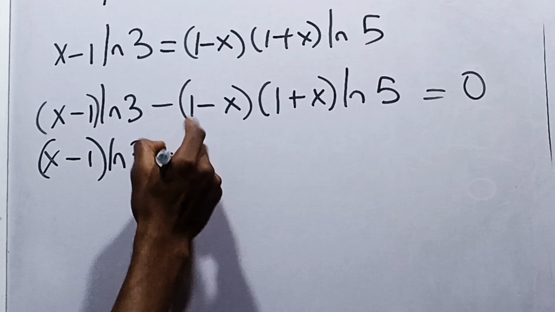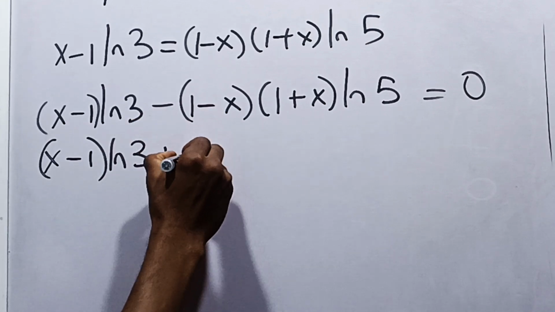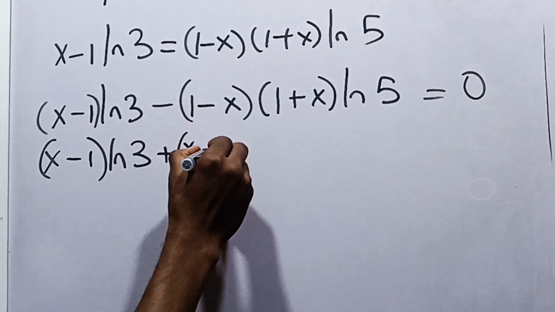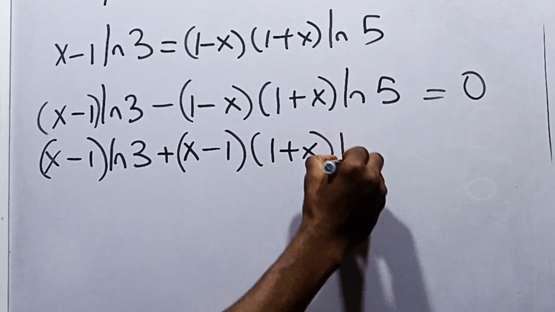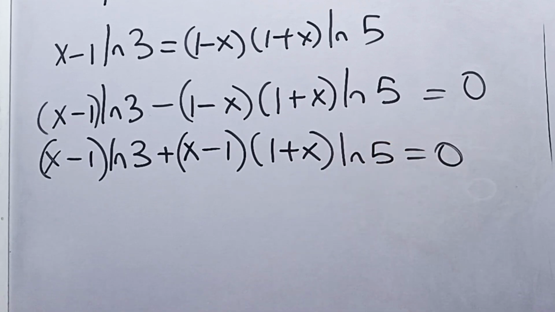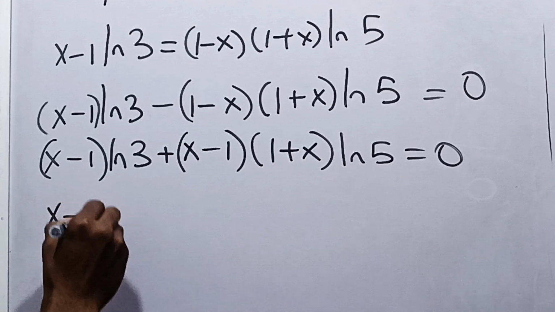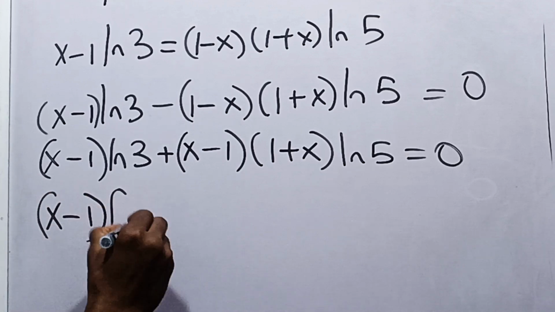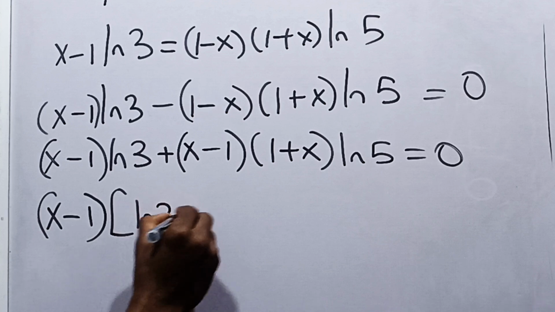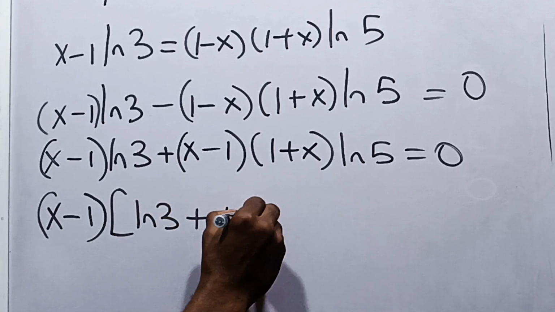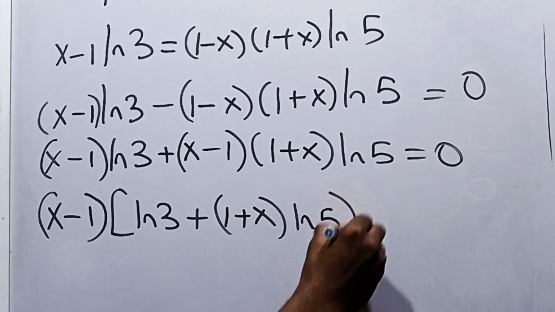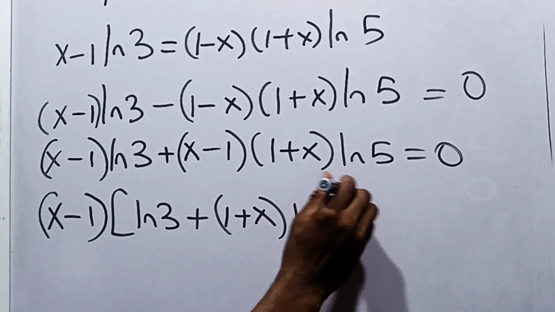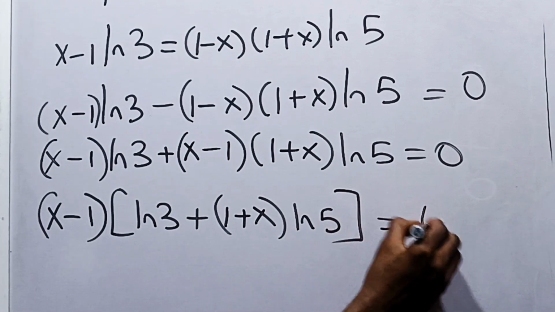This minus will go into the bracket to give us what? Minus times x is what? Negative x. Okay? And minus times 1 is negative 1, into 1 plus x into ln of 5 equals 0. Now let's go ahead and factor out our x minus 1. So x minus 1 will be outside the bracket, and inside the brackets we have ln of 3 plus 1 plus x multiplied by what? Ln of 5. Alright? So we're equal to 0.